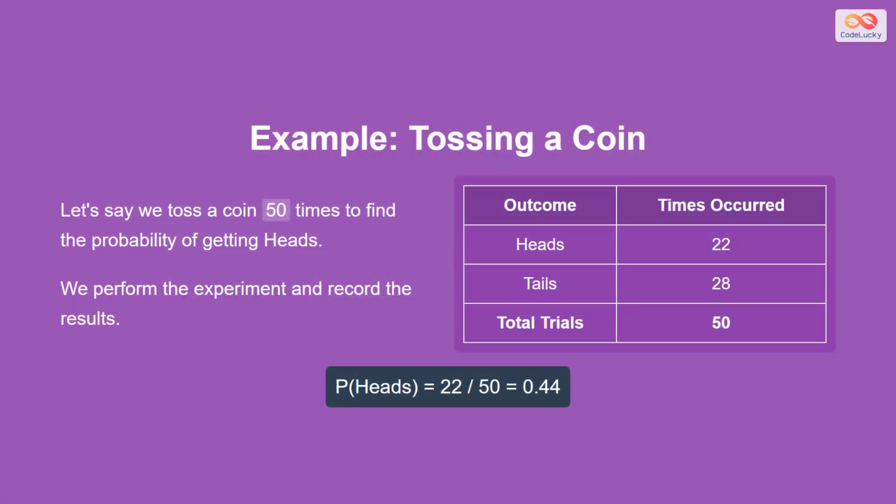Let's use a simple example. Imagine we toss a coin 50 times to find the probability of getting heads. After performing our experiment, we find that it landed on heads 22 times and tails 28 times. The total number of trials is 50. So, the probability of getting heads is 22 divided by 50, which equals 0.44.